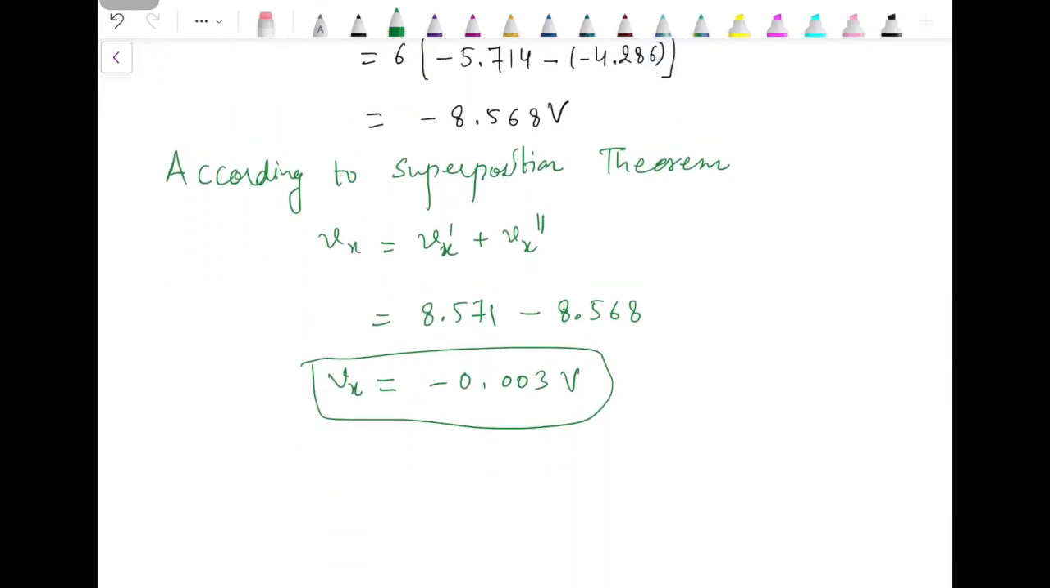I hope you got the understanding of superposition theorem when we have dependent sources in the circuit. So in next video, I will start with the next theorem, that is Thevenin's theorem.